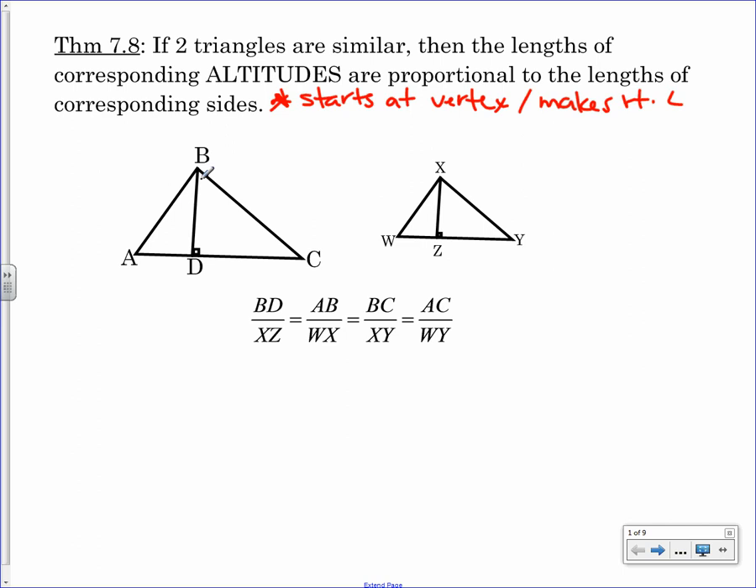Okay, so BD is an altitude of the triangle, and XZ is an altitude of the triangle, right? So we can set up all these proportions. We can say BD over XC, so altitude over altitude. If I start with BD, I'm going to say AB. So if I say AB, what do you have to say? XW. Do you guys see that? If I say BC, XY, and AC, the whole thing, WY. That's what all these say. So you would pick any two of those that would be helpful to you. Is that okay?